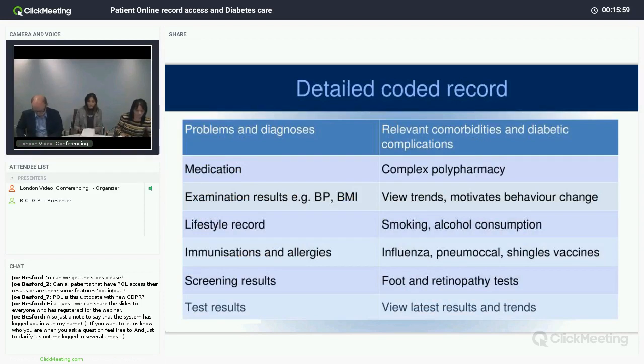So this is just an example of the type of information that a patient will have access to if we offer them access to transactional services, but also their detailed coded record. So I'll give you a bit of time to just look at this slide, but it's all very common things that you would expect to see on the health record of a diabetic patient.